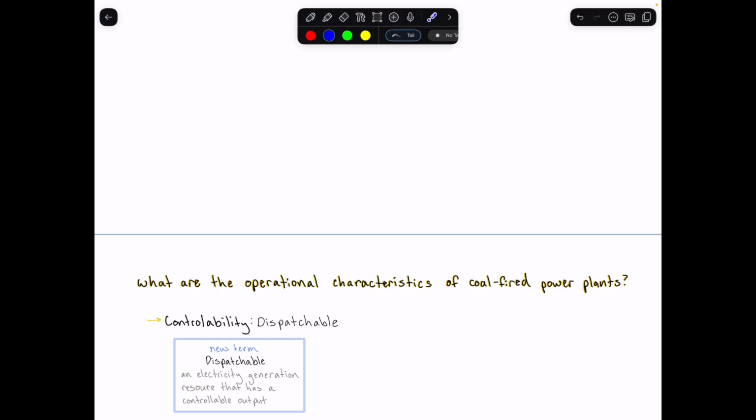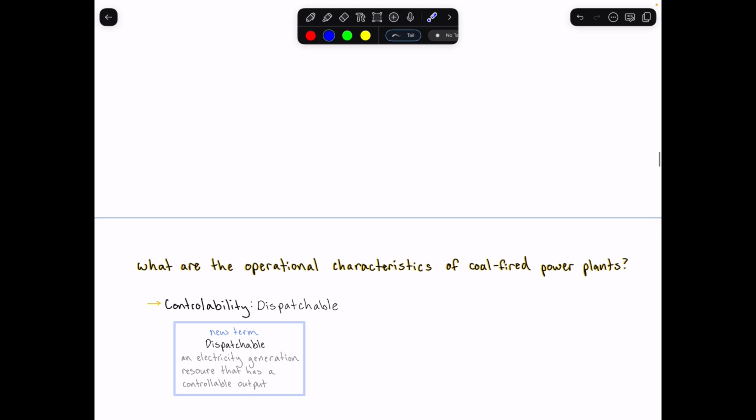The first one, the controllability of a coal-fired power plant, is that it is a dispatchable unit. A dispatchable resource, or generation resource, is an electricity generation resource that has a controllable output. So operators can control how much electricity is being generated by this unit. This is in contrast to some other resources that are not controllable, but we'll be talking about those later in the unit. For now, we're going to be sticking with coal-fired power plants.